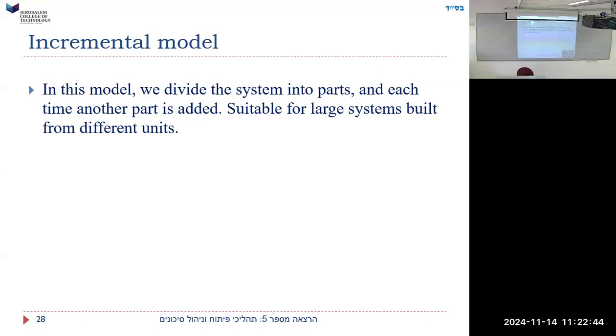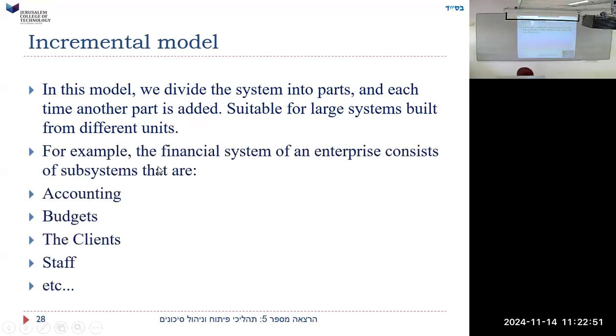First, we do the most basic unit, and then we add on essentially sections of the program that improve and add functionality. For example, a financial system of an enterprise consists of subsystems that are accounting, budgets, clients, staff. There may be different sections of our program. We may start with just one. We may first just do staff and then later add clients.